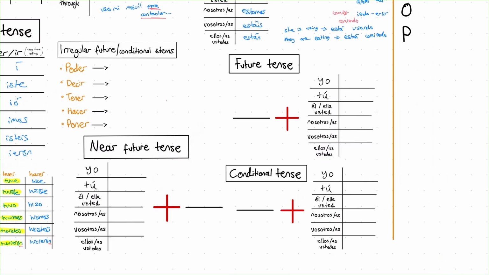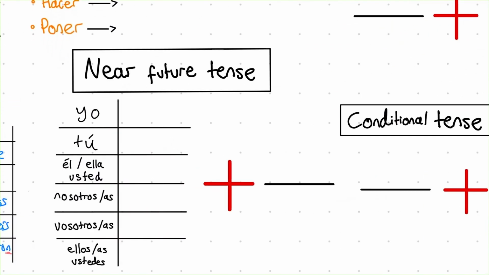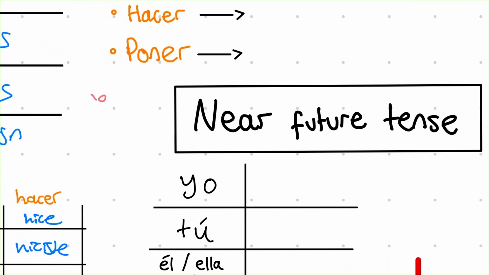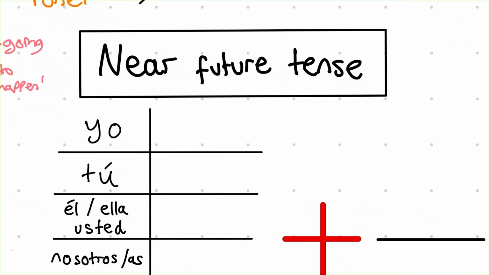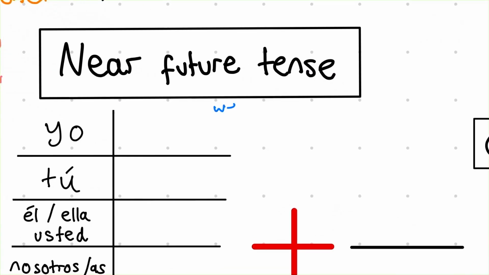So moving on to the future tenses, there are three in total. We've got the normal future, the conditional, and the near future. The near future is probably the easiest one, so let's start there. So the near future is saying what's going to happen. So for example, if I write down a sentence, we are going to travel. Let's see how to form this.